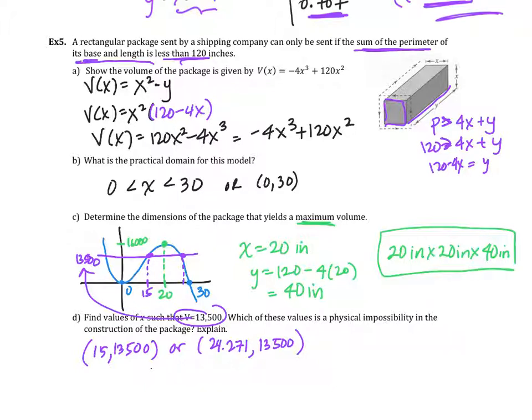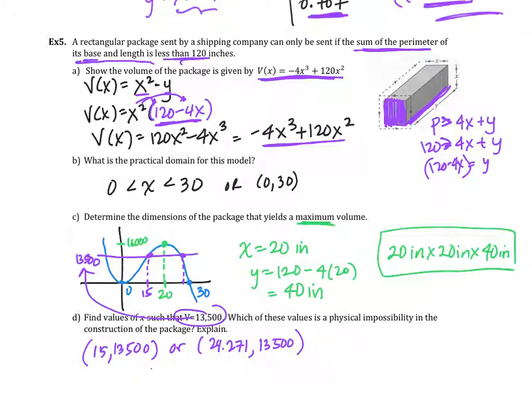Well, then I have to show that the volume of the package is this statement right here. So we're asking you to show it. If you make the base your square, which is x squared, then it's x squared times the height, and the height in this case is y. So x squared times y, but I'm not going to plug in y. Instead, I'm going to plug in 120 minus 4x. Then I distribute, and I would end up in the end with negative 4x cubed plus 120x squared.